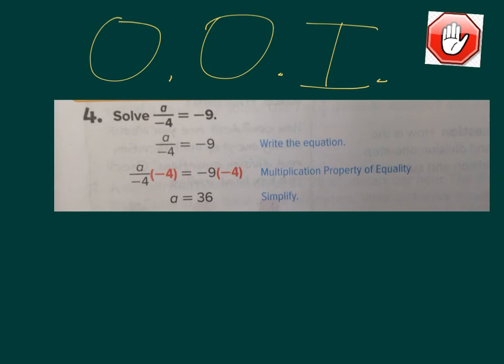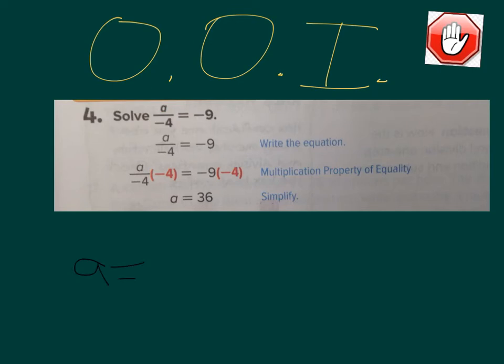This type of problem has historically tripped up some 7th graders before. So make sure that you're still allowing yourself to OOI. And by reading the problem, you should be able to really understand what you need to do to isolate. So here we have a divided by negative 4. Remember that division, or that fraction bar, always means divide. So a divided by negative 4 equals negative 9. If we read that, I need to isolate for a. I need to get a alone on one side of my equal sign.